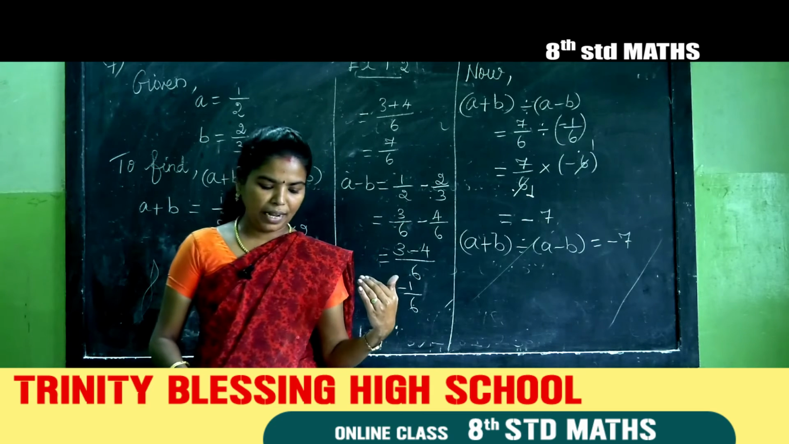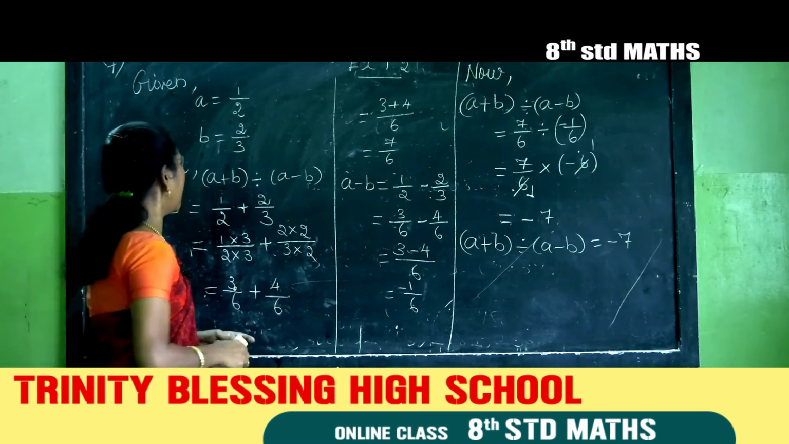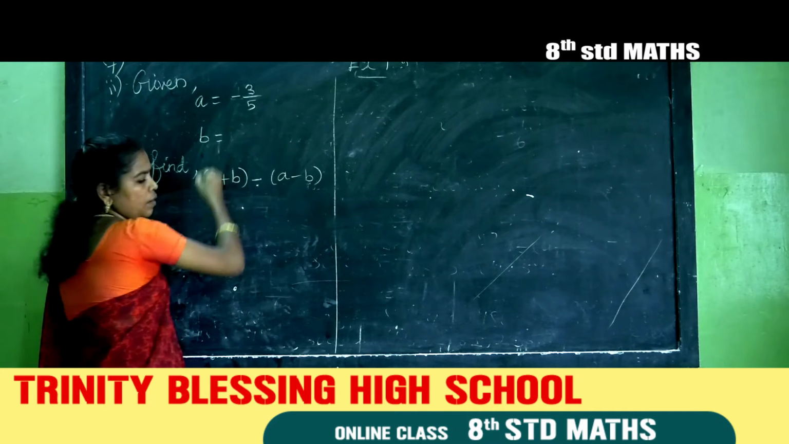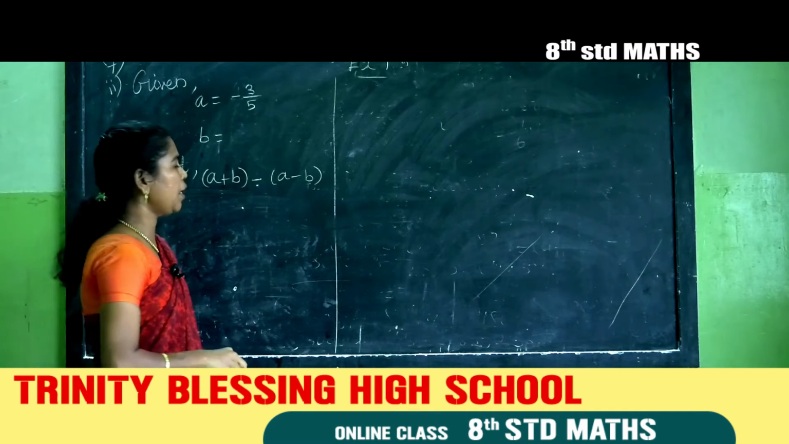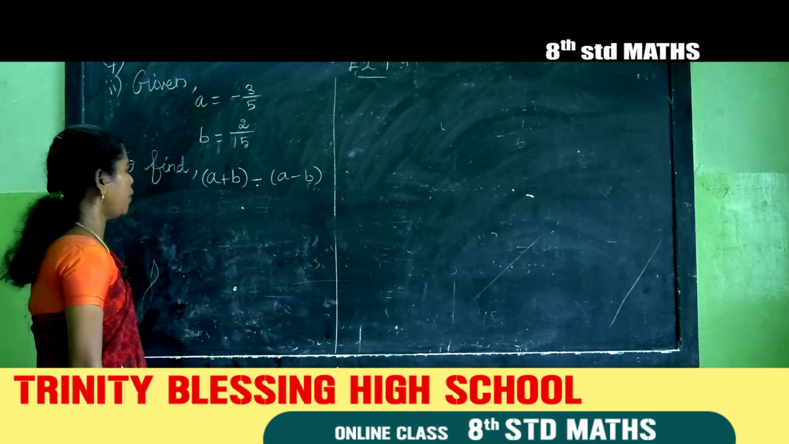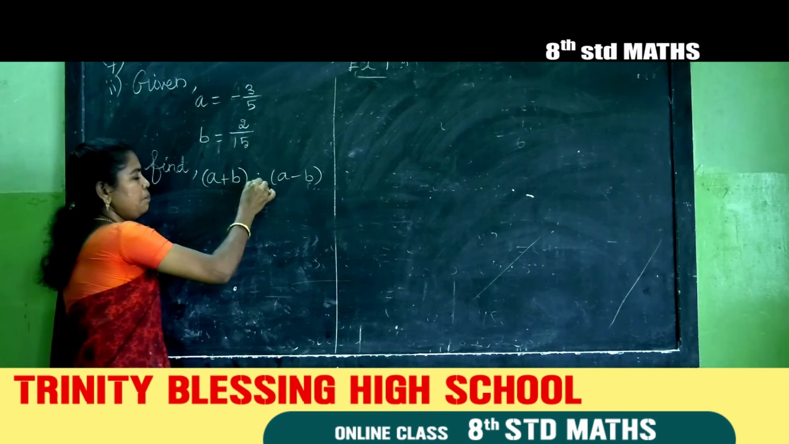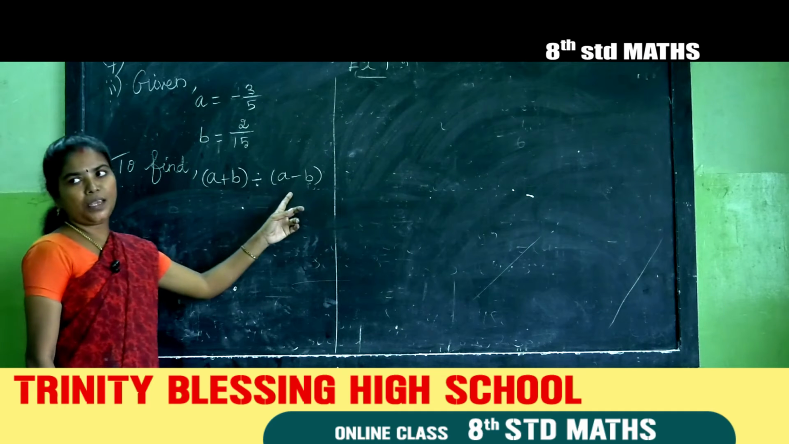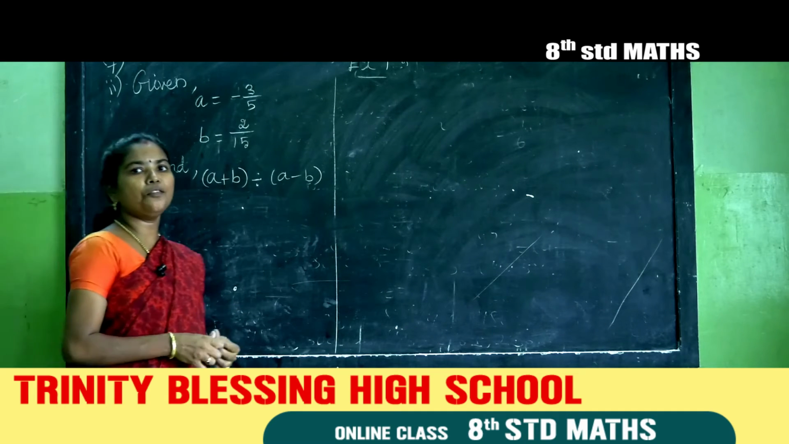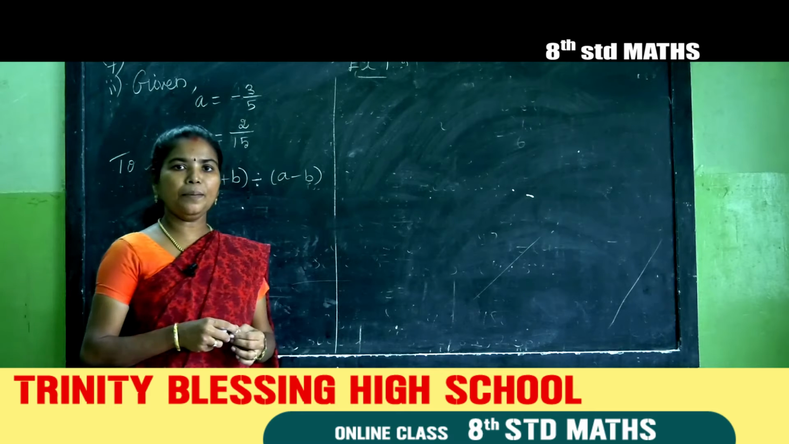Now shall we move to the second division? In the same type, the second sum they have given a equal to minus 3 by 5 and b equal to 2 by 15. We have to find the value of a plus b divided by a minus b. Now as usual, first we have to find the value which are in the bracket.